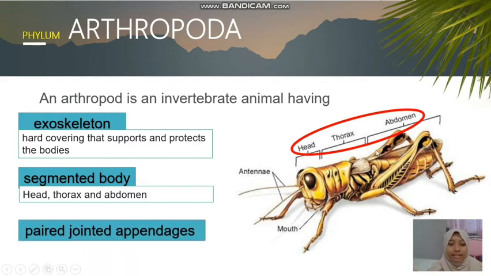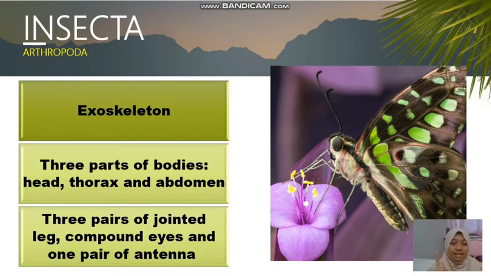And then they also have jointed appendages. An appendage is something that joins on the main body. For example, here the antenna. The antenna is joined on the head. So the first class under Arthropoda is Insecta.